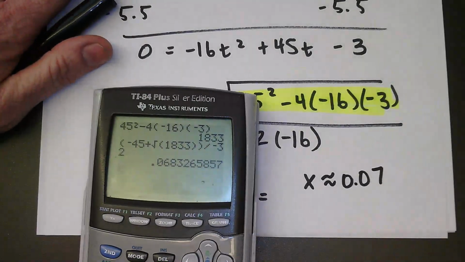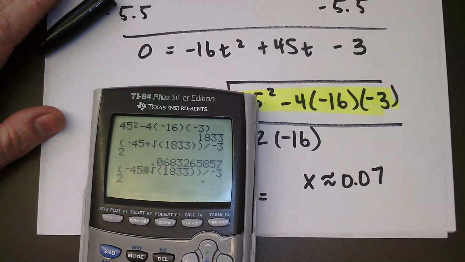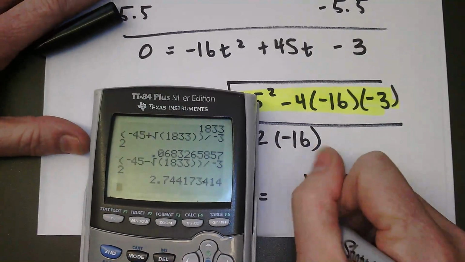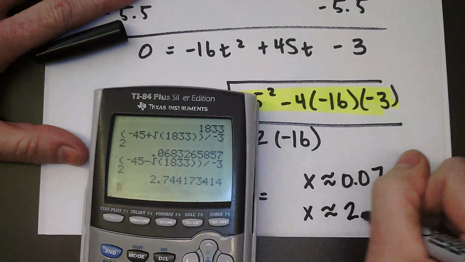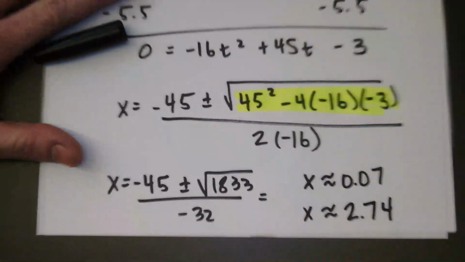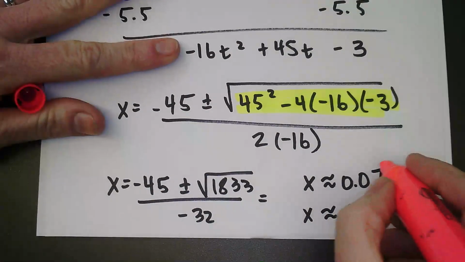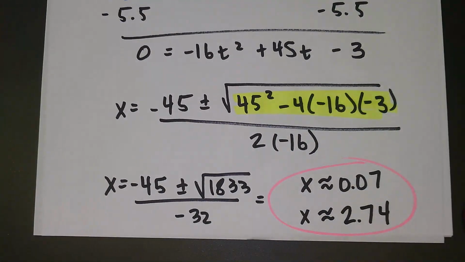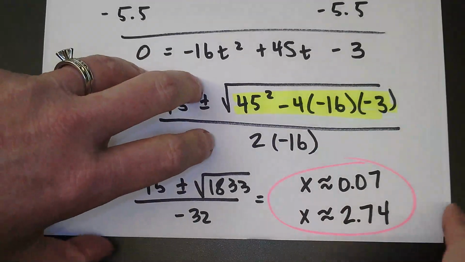And then I'll do the same thing in the calculator, but I'm just going to change that plus to a minus. You can only do one answer at a time. And this is about 2.74. All right, so these are our answers. So let's just talk briefly about what they mean. These answers are the time it is going to take for that football to reach 5.5 feet: 0.07 seconds and 2.74 seconds.